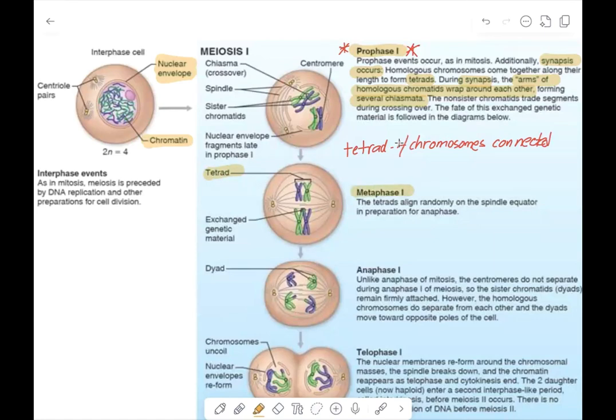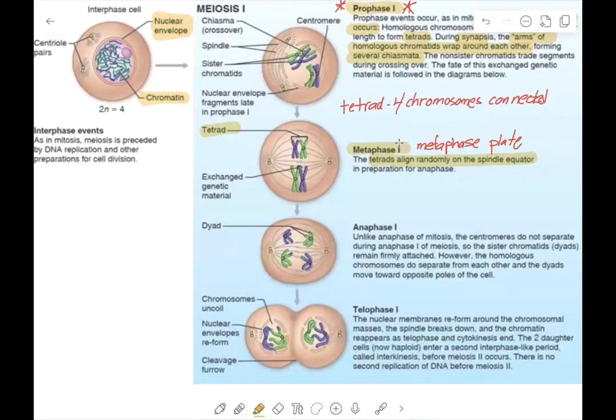And in metaphase 1, the tetrads are now going to align randomly on the equator, which we also call the metaphase plate. During anaphase 1, the centromeres don't separate, but they form dyads, and those dyads are going to move towards the opposite pole of the cell. Finally, in telophase 1, which is kind of the opposite of prophase, the nuclear envelope is going to start to reform around the chromosomal material. So the two daughter cells, which are now haploid, enter a second interphase before meiosis 2 begins.